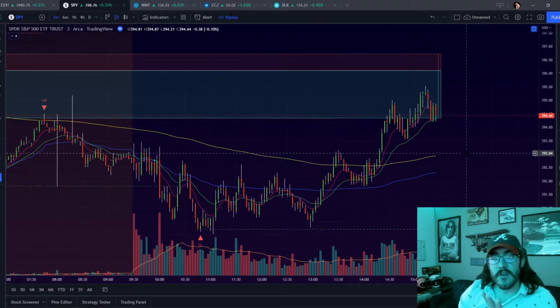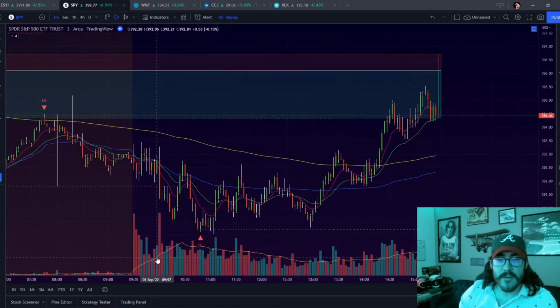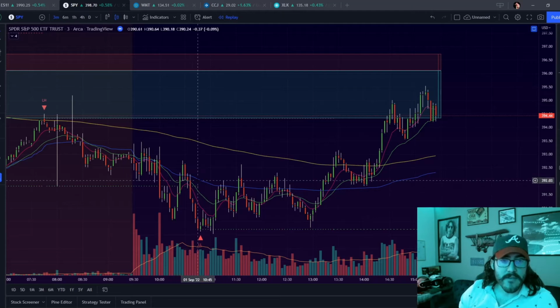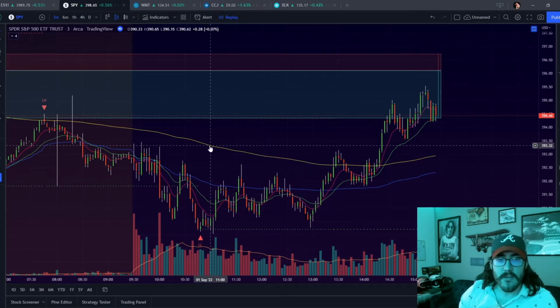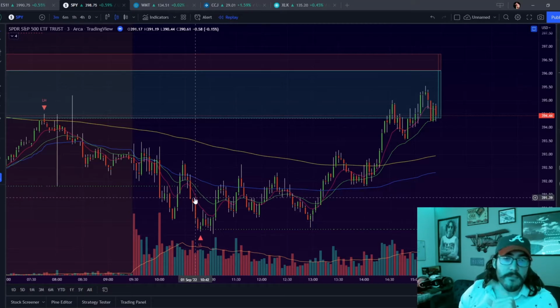Up on the screen, you'll also see a few lines and other things. The bottom of your screen here, you'll see volume. In the middle, you'll see a few different lines. The blue line is VWAP, the yellow line is the 200 EMA. Green line is our 21 EMA, and the kind of pink line is our 9.